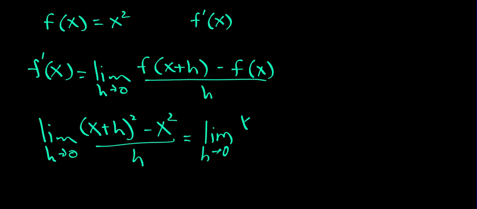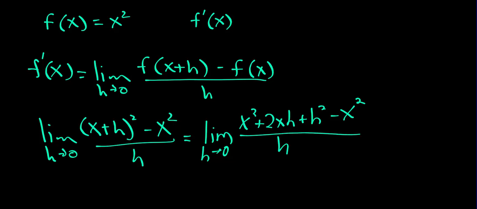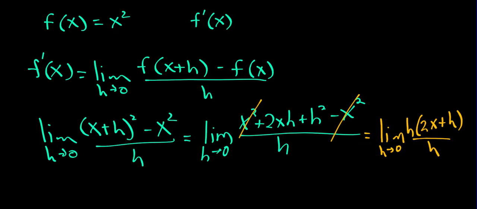Okay, so we get x squared plus 2xh plus h squared minus x squared. Yeah, there you go. Yeah, those x squareds will cancel. Then you can pull out an h. Yep, that's right. So you have the limit as h goes to 0 of h times 2x plus h, over h. Cancel those. It's 2x plus h.